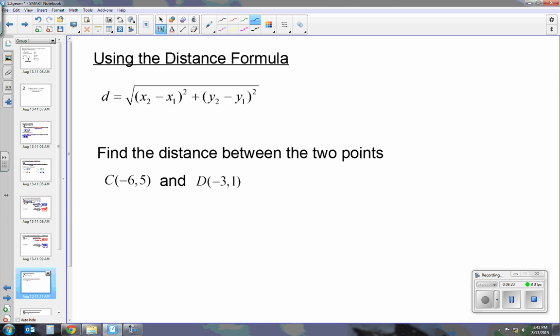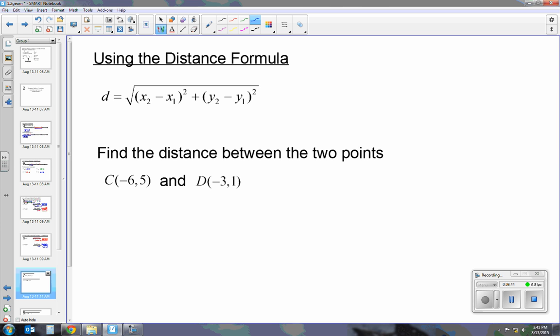All right, next up is using the distance formula. Now I give you the distance formula, which is d equals the square root of (x sub 2 minus x sub 1) squared plus (y sub 2 minus y sub 1) squared. It's very important that we copy this down correctly. We put all the pluses and the minuses where they need to be, and we put all of our numbers where they need to be.